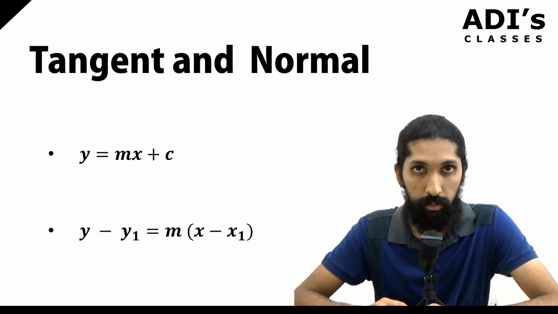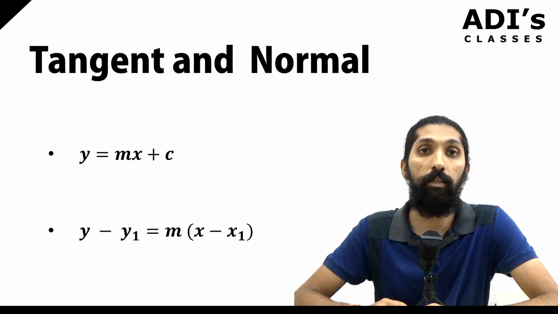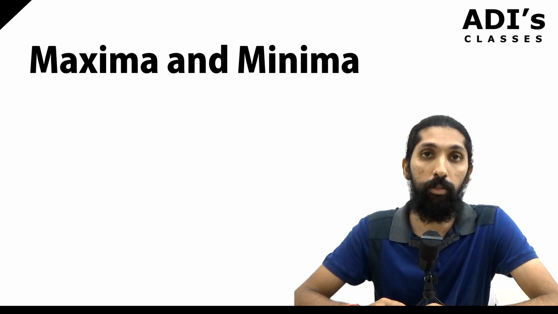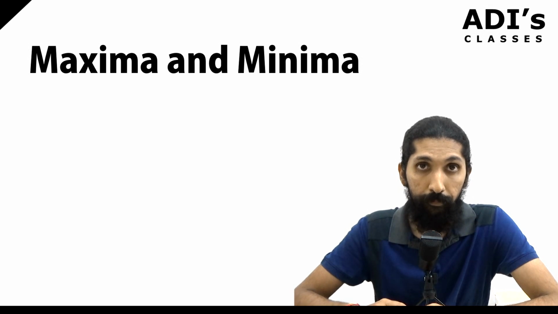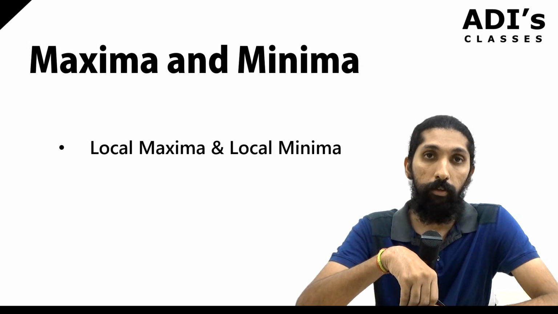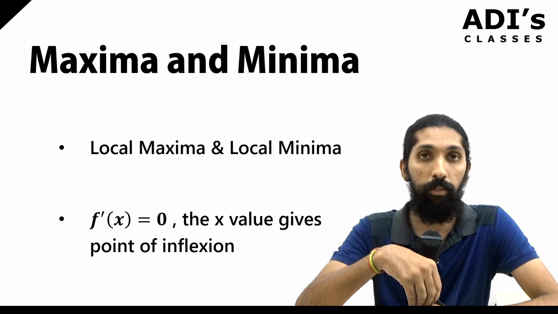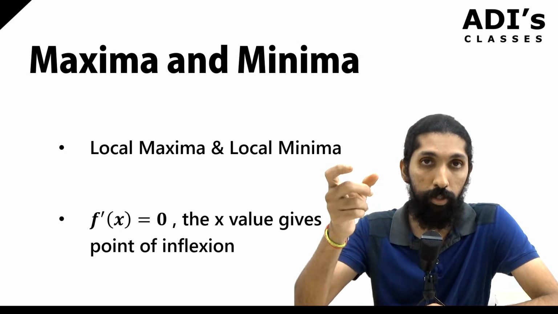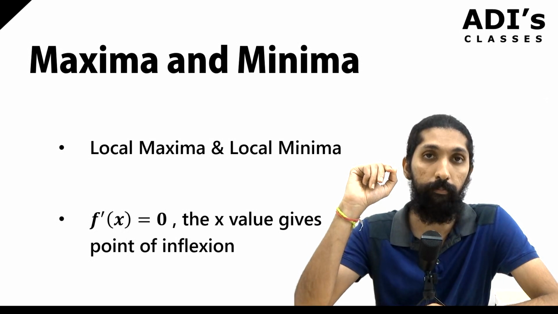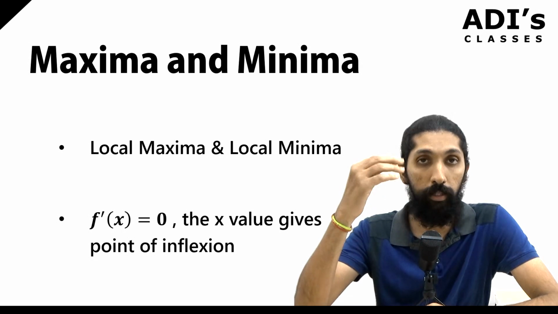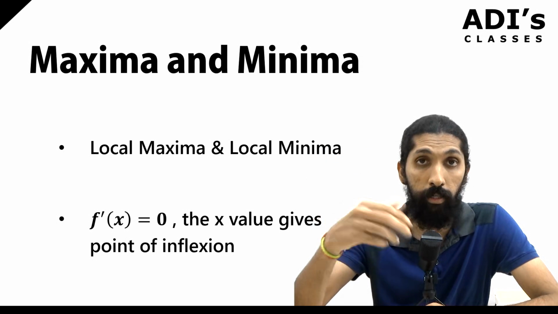Then once that is done, we discussed the concept of maxima and minima. Whenever we talk about maxima and minima, remember there are local maxima and local minima, where you differentiate the function, equate it to 0, and get the points of inflection, or you can call it the turning point. Once you find the turning point, then you do the second order derivative.